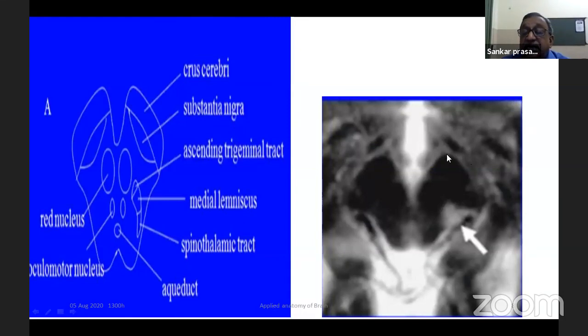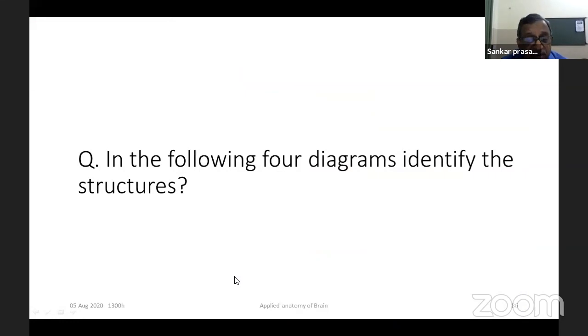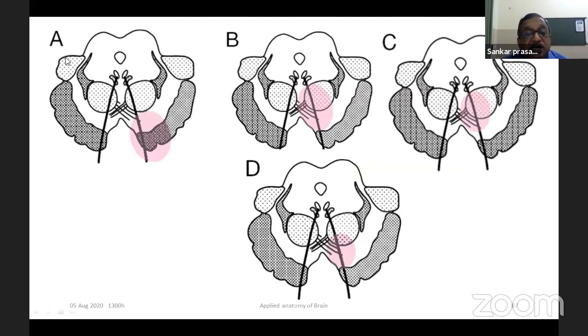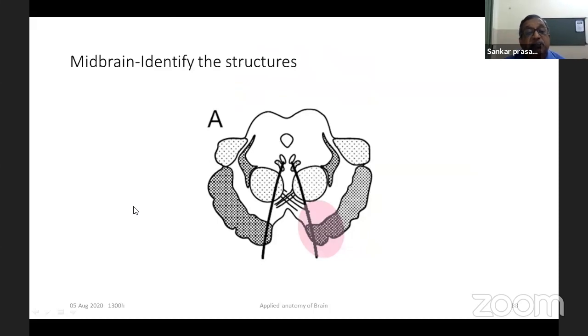So you can see the MRI picture of the midbrain lesions. At times, very small things can be observed and you will have to have enough knowledge. So in the following 4 diagrams, identify the structures. So these are A, B, C, and D. I'll show you each one. So this is the midbrain. Identify the structures. So I told you the midbrain. You have to learn midbrain, pons, and medulla. And what is the structure that is involved in this place? What is the structure? Is anybody willing to answer this?